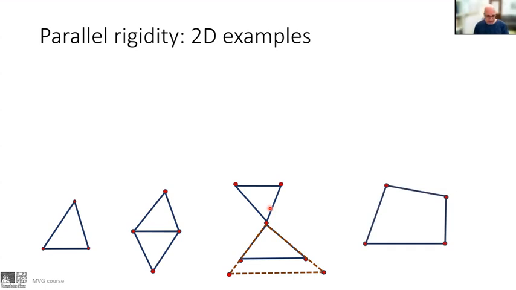What about this quadrangle? Parallel rigid or not parallel rigid? Not parallel rigid. Okay, look at this. I know the directions. I don't know the distances. I can extend each of them, and this side is parallel to this one, this side is parallel to this one, and so we get a different quadrangle. Sorry, isn't this just a scale factor? Yeah.